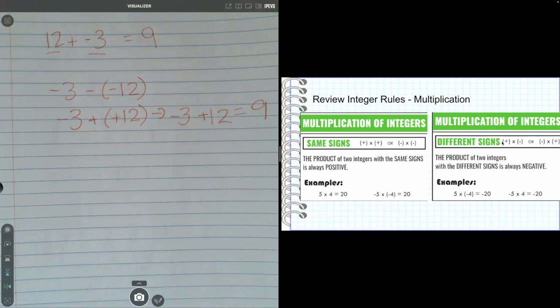And with different signs, so positive times a negative or negative times a positive, you're going to get a negative always. So 5 times negative 4, nothing cancels out that negative, so the answer is negative 20. Negative 5 times positive 4, nothing cancels out this negative, so the answer is negative 20.